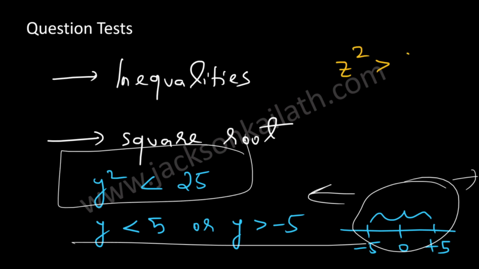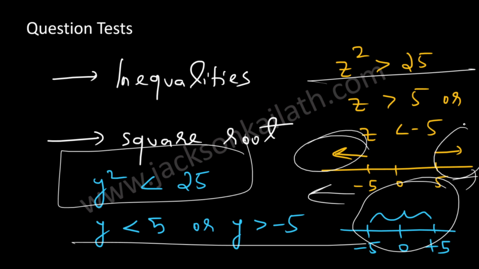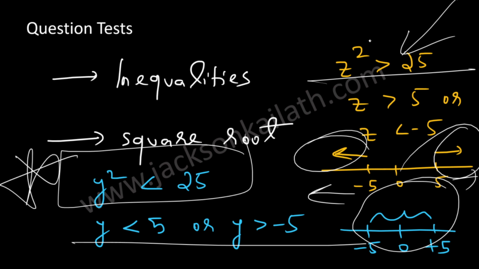Now, if you have z square is greater than 25, how does that play out? Z has to be greater than 5 or z has to be less than minus 5. Again, on a number line, it will look like this, right? If this is 5 and minus 5, you need to go further left or further right for this criteria to be satisfied. So you should know both of these, all right? Even though this question only tests this part, you should know both of them.